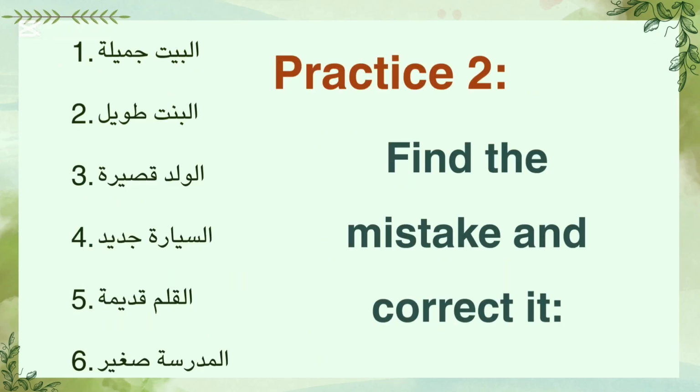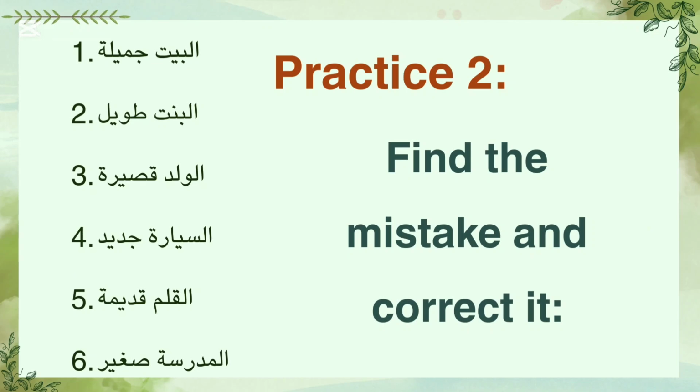Okay, now let's find the mistakes. Listen carefully. Al bait jamila. Is it right? Al bait ends with ta and jamila also ends with ta. So it's right. Al bait jamila.